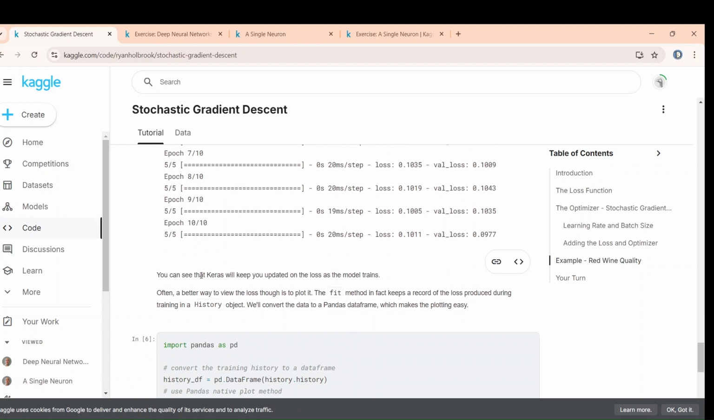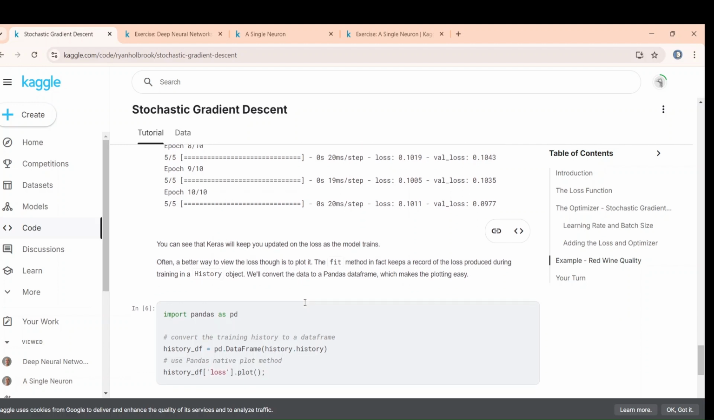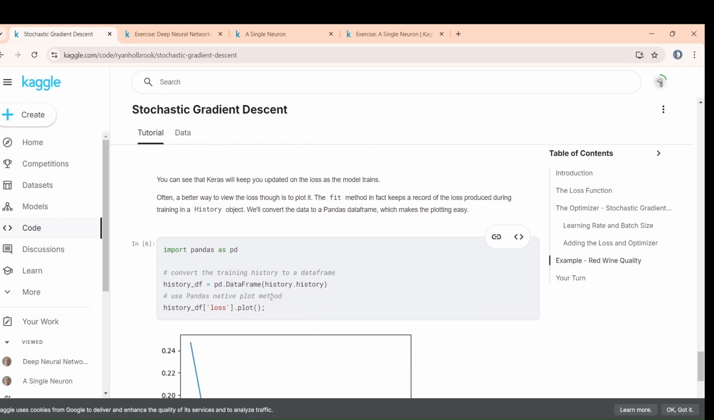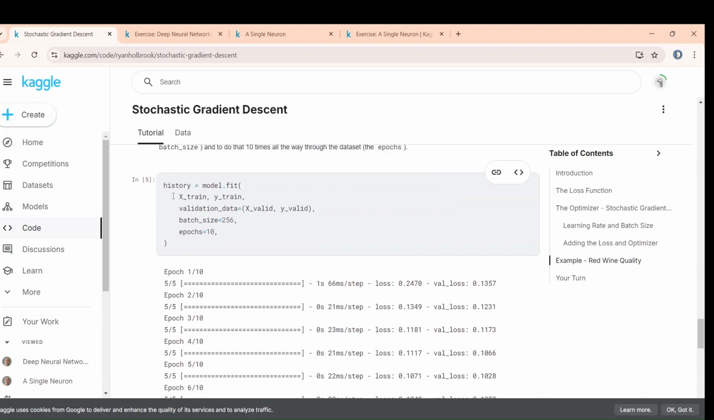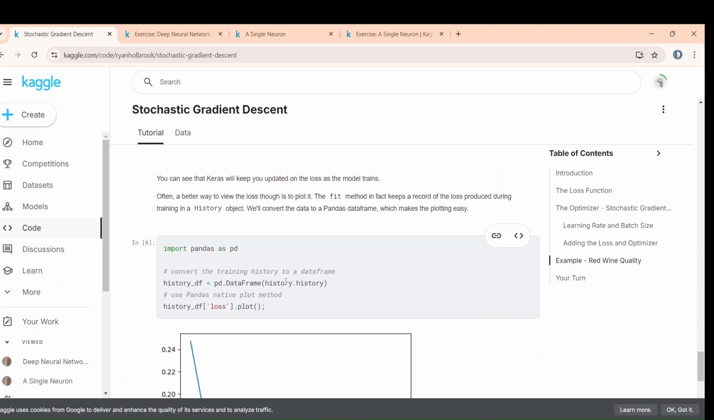Okay. Now you can see that Keras will keep you updated on the loss as the model trains. Often a better way to view the loss is by plotting it. That means if you plot it, you can understand how your loss is getting reduced. Okay. Now see how to plot this. So history_df, that means we have kept this in history. We are just taking history.history and creating a data frame, because this is the training history. So you have to convert this training history into a data frame and then from the data frame you can plot the loss.